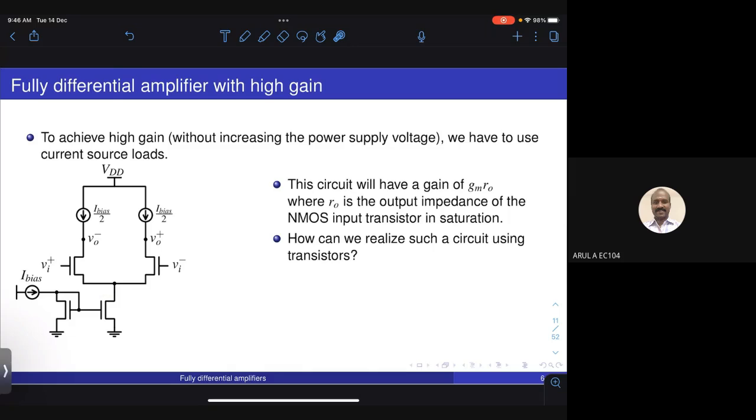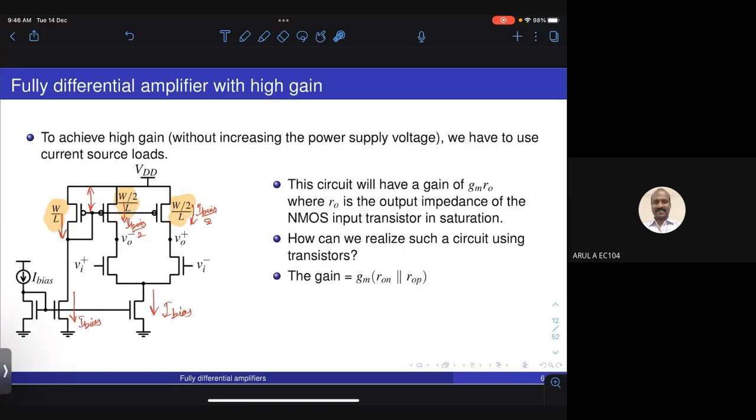And we know that if you set up this circuit like this, then the gain of the transistor will be GM into, in this case, GM into the output impedance of this current source and the output impedance of this transistor. So basically it will be GM into RON into ROP. Okay, is this clear? So nothing very fancy.